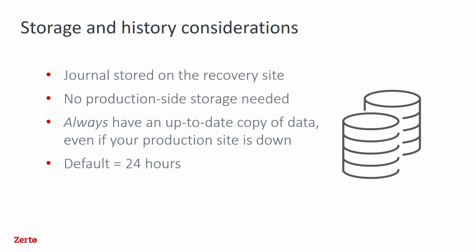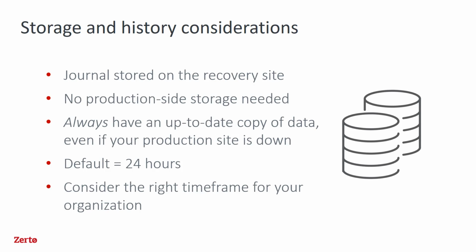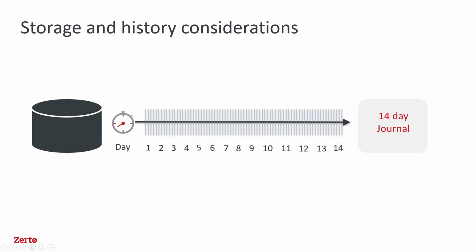When setting up the journal, there is some planning that should take place. Too little storage will mean that you may not be able to keep enough history worth of checkpoints and may not be able to take full advantage of the journal's benefits of granular point-in-time recovery. Let's say that you're setting up the journal on a new VPG and decide 14 days of checkpoints are needed, and you want to allocate 100 gigs of storage.